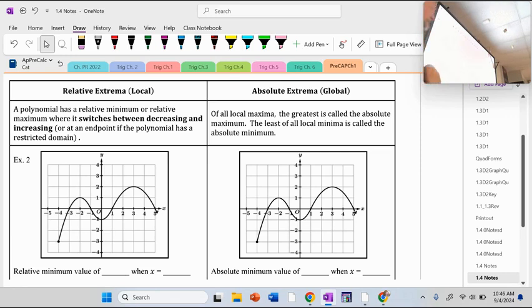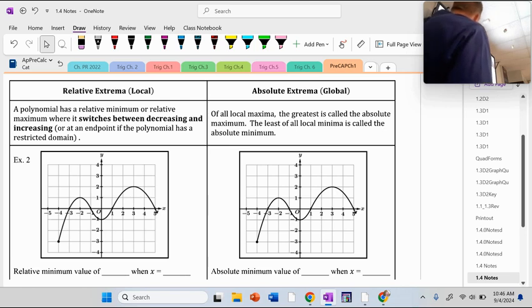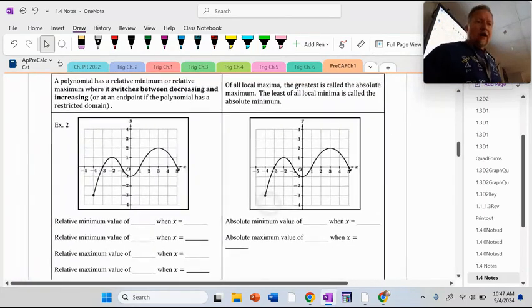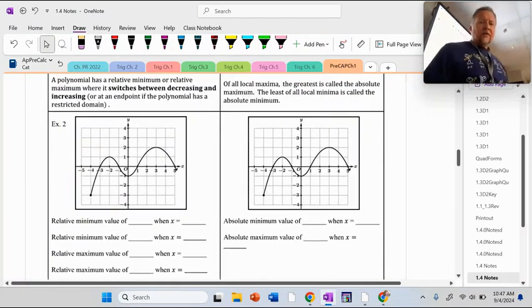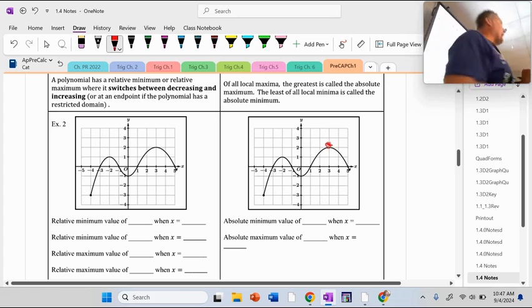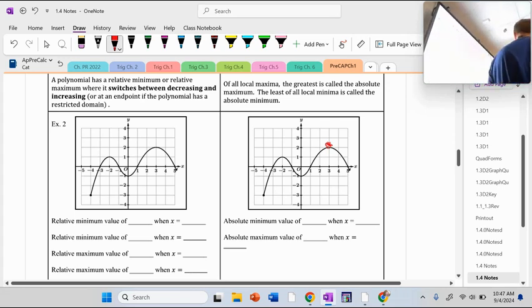All right, but the idea of relative and absolutes. Okay, so it looks like the same picture, but I'm just going to mark the relatives here and then make some adjustments from last year on the notes. So here are relative extrema. So this one right here comes over here. Why is that an absolute maximum?